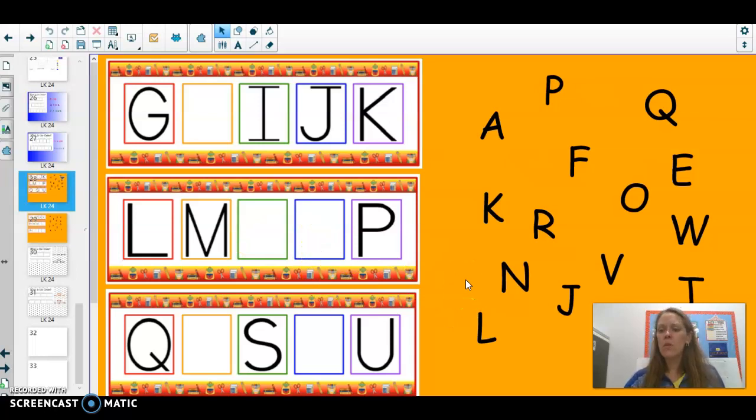So maybe you could get your alphabet cards that you have and have somebody mix them up and have you put them in the correct order. So that would be something that you could do.